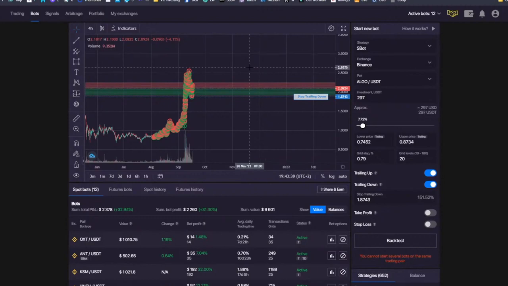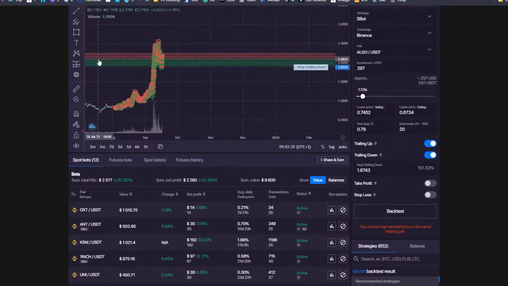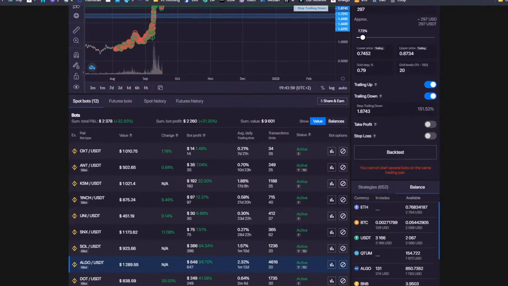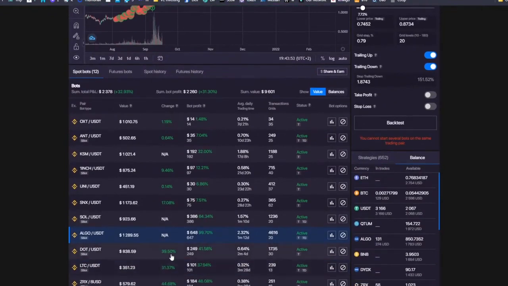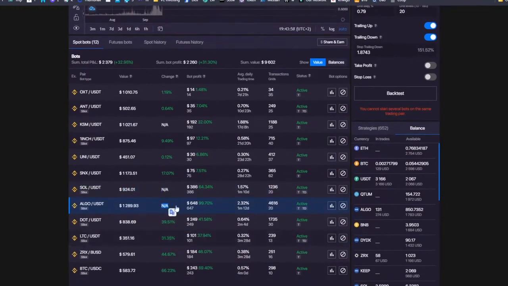Pretty much the same with the trailing down feature. Okay, with the trailing down, you basically let the bot plot new buy orders using the quote currency from your available balance. So that's why you have here in my case NA for Solana and NA for Algo, because both were triggered by the trading down and trading up. So that means there was extra money put into this because of the trading down.